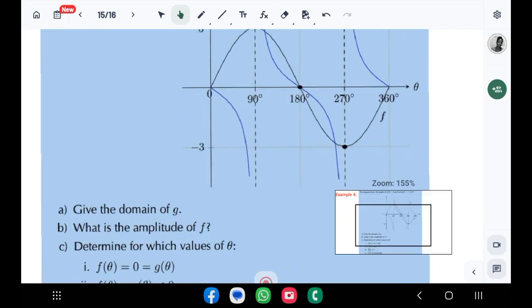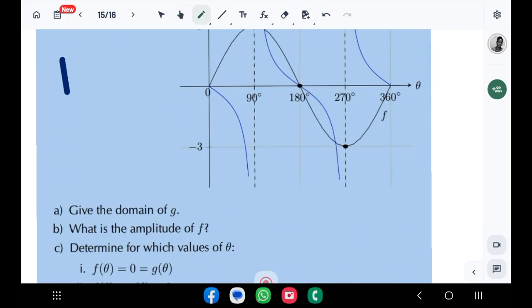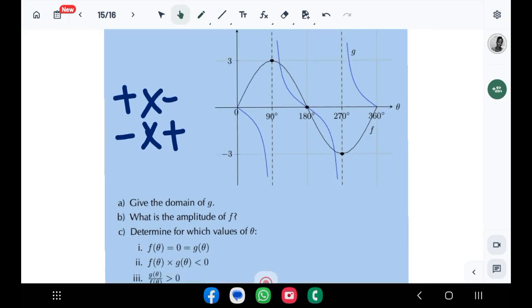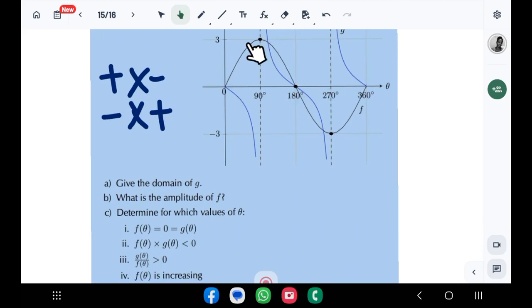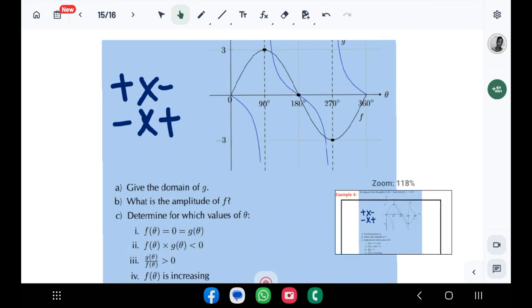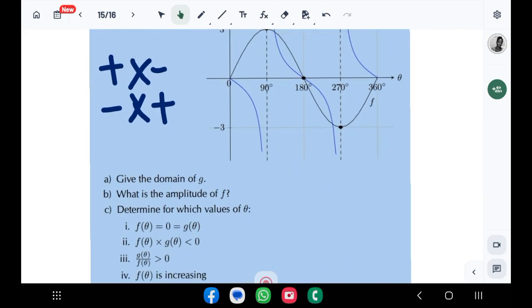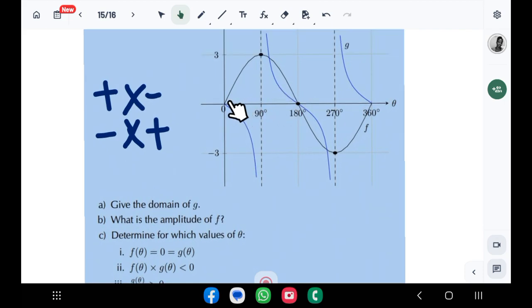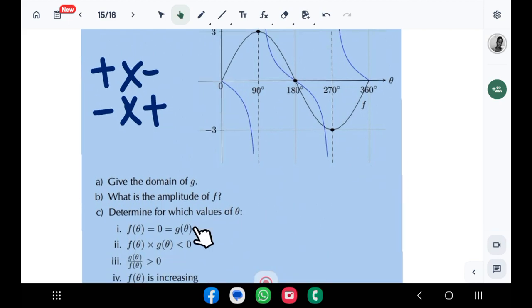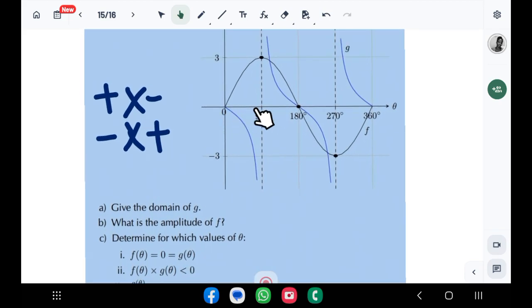Now, you will have a negative when you multiply a positive by a negative or a negative by a positive. In other words, one of the graphs needs to be above the x-axis and one needs to be below the x-axis for the product of the two to be negative. So where f is above the x-axis and g is below the x-axis, this is negative and that is positive. So between 0 and 90 degrees, not including 0 or 90, is the first bit.